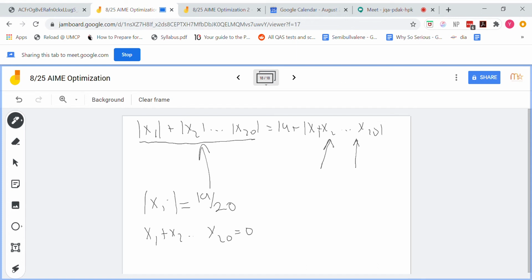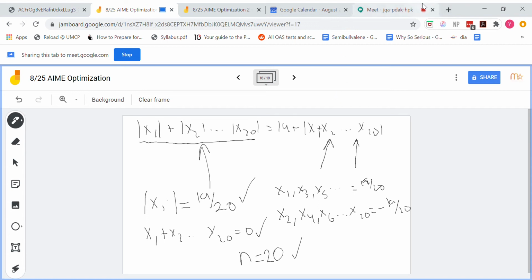And so for this to be 0, we must have x1 plus x2 all the way to x20 equal to 0, which means we could set x1, x3, x5 and so on equal to 19 over 20, and x2, x4, x6 all the way to x20 equal to negative 19 over 20. And so this satisfies x1 plus x2 all the way to x20 equals 0. And it also satisfies that the absolute value of each of them is 19 over 20. And so we found a solution, and therefore n equals 20 is our minimum value.